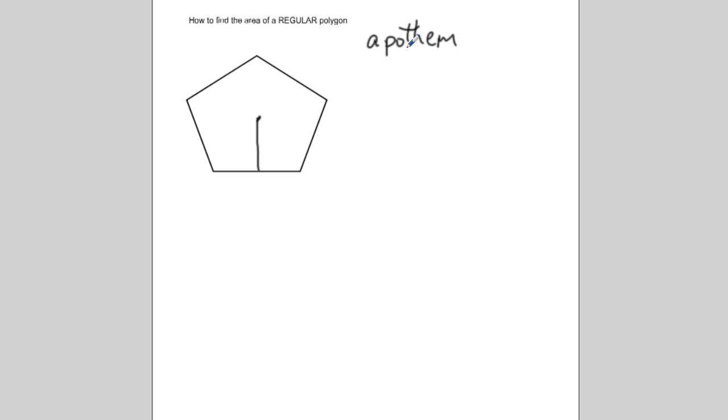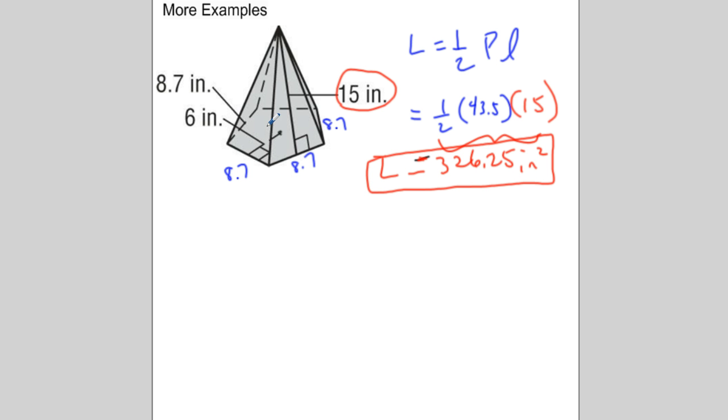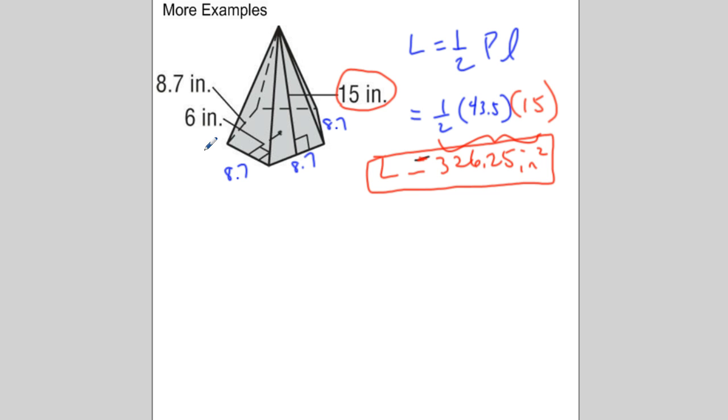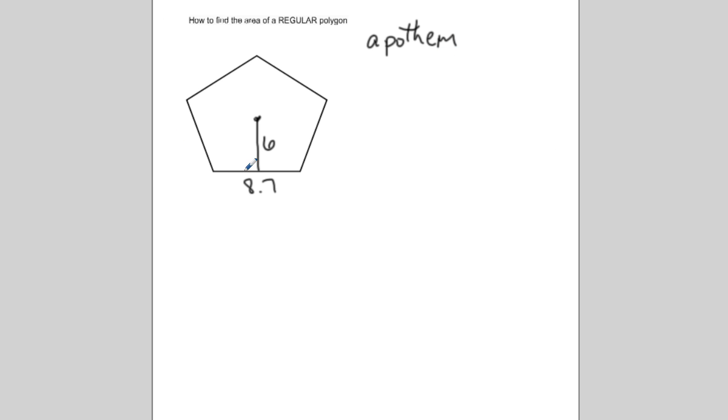It's called an apothem. We actually skipped this chapter earlier, and I'm bringing it up now because you're going to need to use it a few times. That number from the center to the middle of the edge is 6 inches. Now how can we use this information, plus the fact that we know the base edge is 8.7, as it tells us in this picture, to figure out the area of the whole thing?